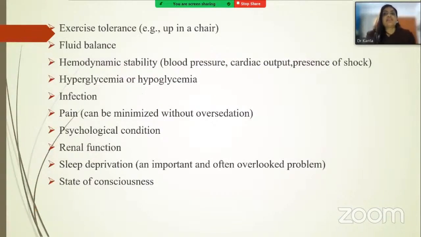is there any infection or pain, all these conditions need to be taken care of, apart from the thing that the patient should be conscious, oriented, alert. So state of consciousness is important, and the patient's psychological condition should be such that he is awake, is responding to verbal command, and is completely oriented.